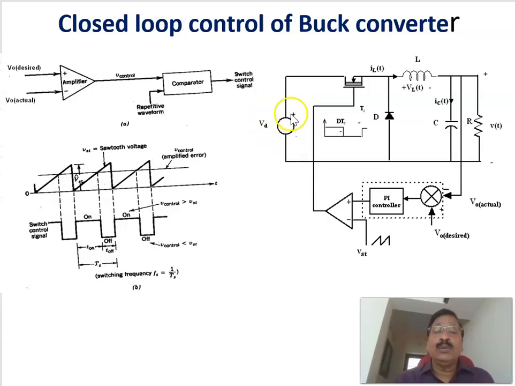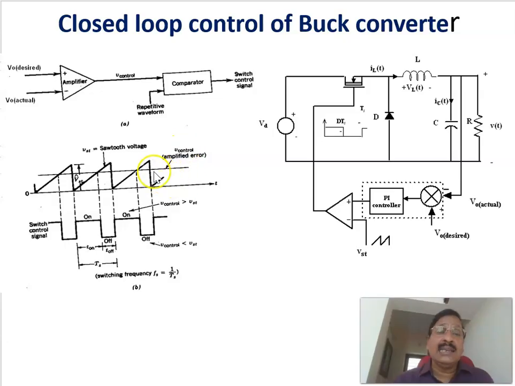Now assume that the input voltage is suddenly reducing from 100 to 75. Then the output voltage, since it was operating at 0.5, will reduce to 37.5. But the reference voltage we kept at 50. For 50 minus 37.5, of course, this will be positive. When this is positive, the PI controller output, this control output, gets increased.